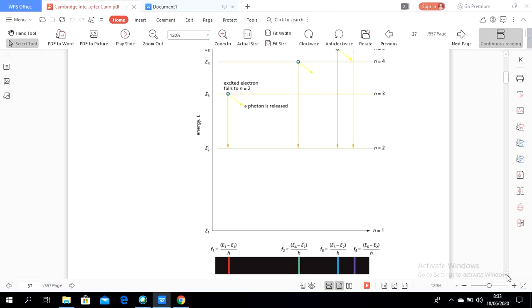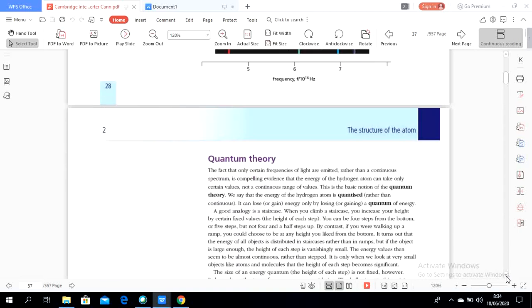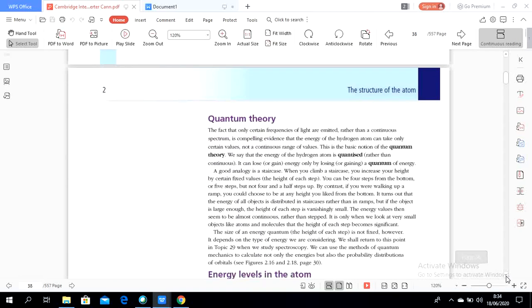The energy is in a certain frequency and also in a certain wavelength that makes us able to see those lights, those colors. And then quantum theory. The fact that only certain frequencies of light are emitted rather than a continuous spectrum is compelling evidence that the energy of the hydrogen atom can take only certain values, not a continuous range of values. The basic notion of the quantum theory.